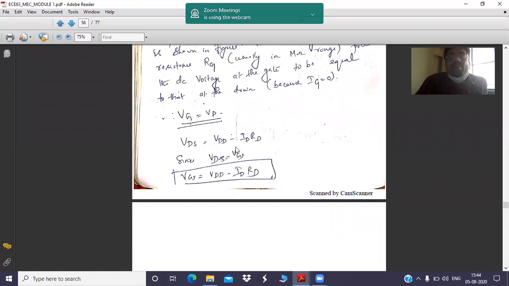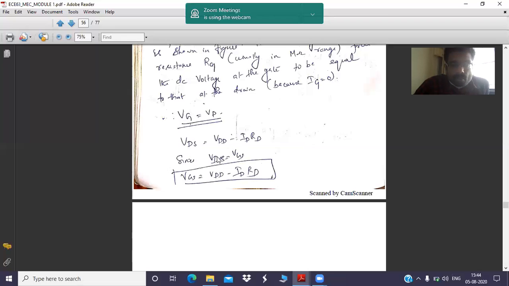Can anybody tell why so? Because the source is grounded. So whenever you mention the voltage with respect to drain, the reference terminal is automatically ground. You are trying to measure the voltage at the drain with respect to the source. That is why you have mentioned VDS here, instead of VD.